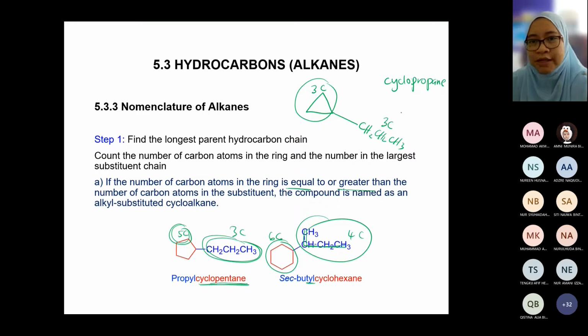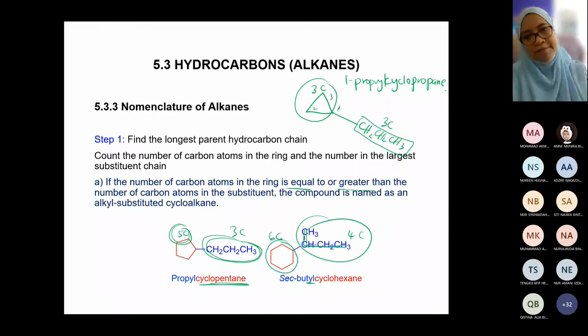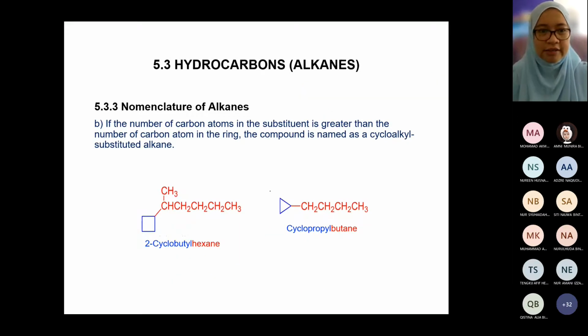Okay, it will be cyclopropane, and then this one we have 3 carbon, right? So very straight chain, just 3 carbon. So assume this one as carbon number 1, number 2, number 3. So it is 1-propylcyclopropane. Okay. So kalau kita ada contender dia 3 lawan 3, so kita go for the cyclic form as the parent.